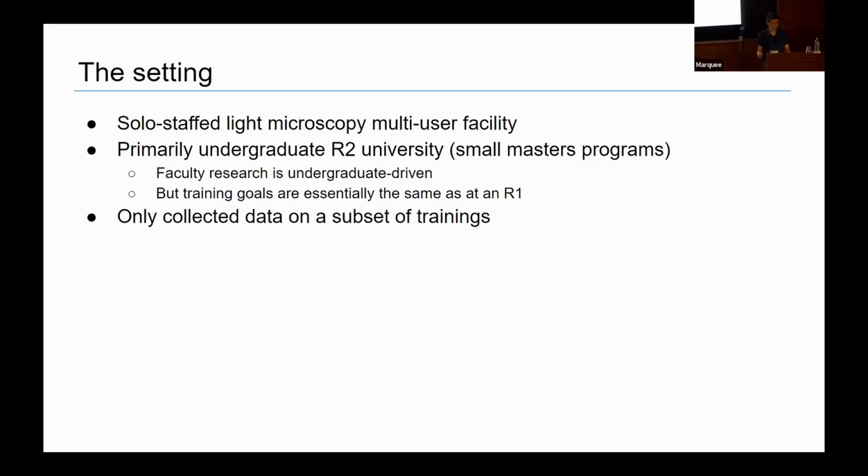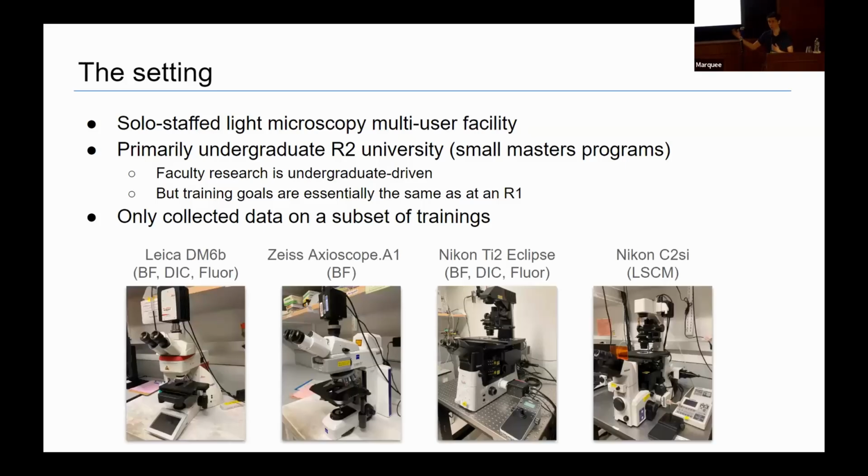In addition, I'm going to only be telling you about data that we collected basically on a subset of our training. So only 4 of our microscope systems in the center, and only on a subset of the students who are trained on them. And I can explain more about that if you're interested in it. But my main point here is that you don't have to assess everything in your facility. You can just assess the things that you're interested in.